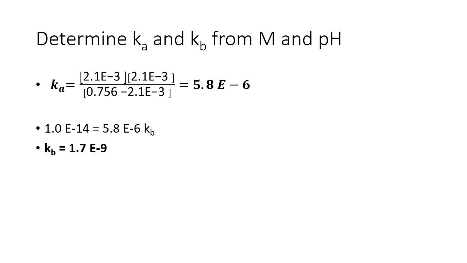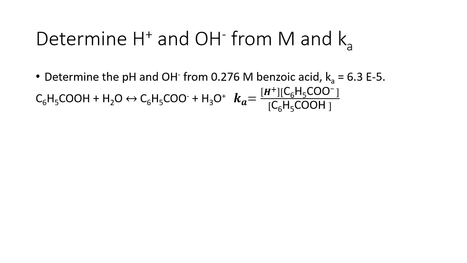Not so bad, eh? All right, so let's try another one. We're going to determine H plus and OH minus from molarity and Ka. Determine the pH and OH minus concentration from 0.276 molar benzoic acid with a Ka of 6.3 times 10 to the negative 5.